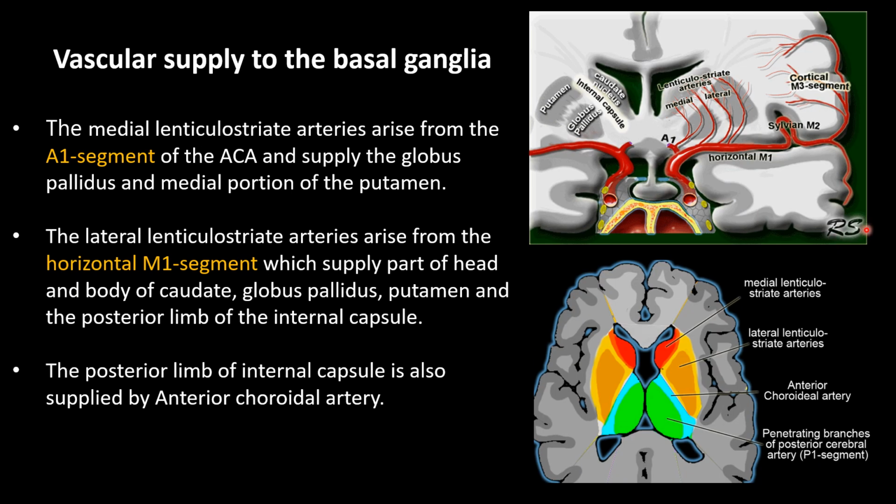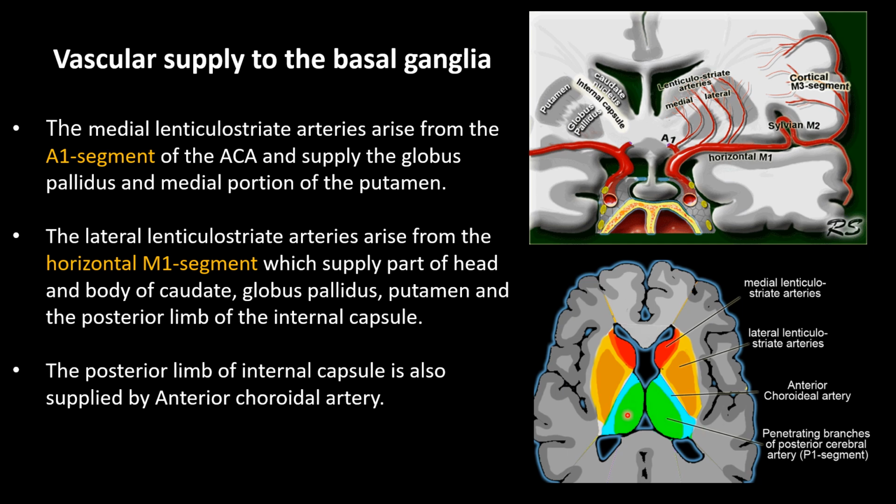Vascular supply to the basal ganglia includes the medial and lateral ventriculostriate arteries. The medial ventriculostriate artery arises from the A1 segment of the anterior cerebral artery, and it supplies the globus pallidus and the medial portion of the putamen. Then the lateral ventriculostriate artery arises from the horizontal or M1 segment, which supplies part of the head and body of the caudate, globus pallidus, putamen here, and posterior limb of the internal capsule. The posterior limb is also supplied by the anterior choroidal artery.